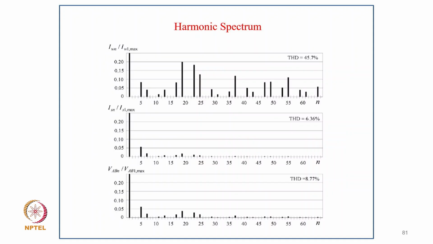And then you can see the harmonic spectrum of the IW, that is the inverter output. You have a large number of higher order harmonics, which are mitigated by the capacitor filter. You can see that a very small number of harmonics are there, and the THD reduces suddenly from 45.7% to 6.36%, and even in voltage, the THD reduces to 8.77% across the load.